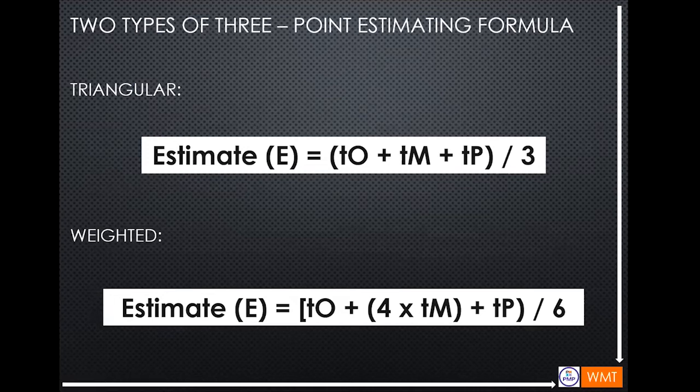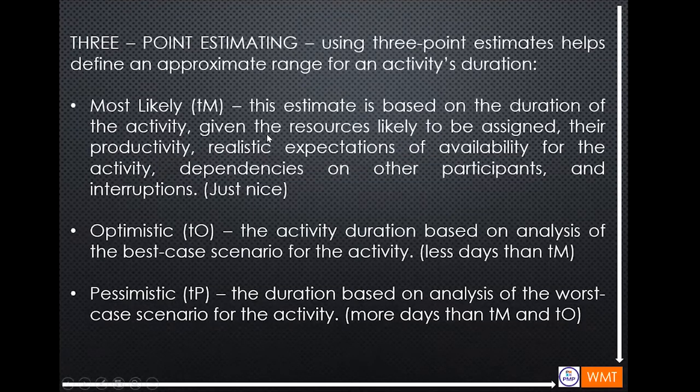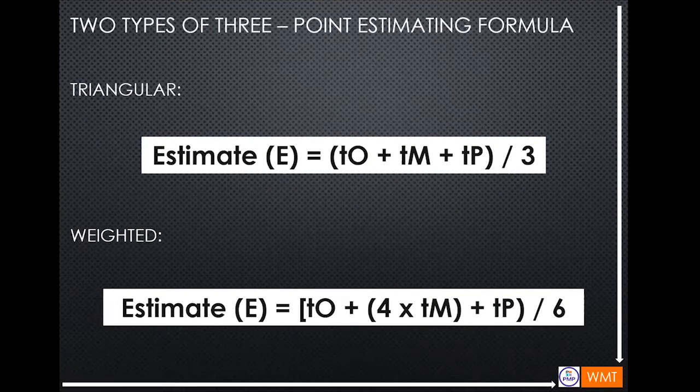There are two types of 3-point estimating formula, the triangular and the weighted. The triangular is just a direct average. You add the 3 items and divide by 3. And then for the weighted, you multiply the most likely by 4, add the optimistic and pessimistic, and divide by 6.